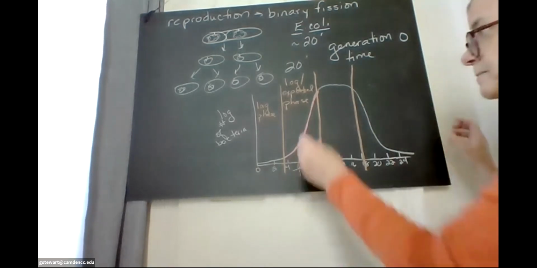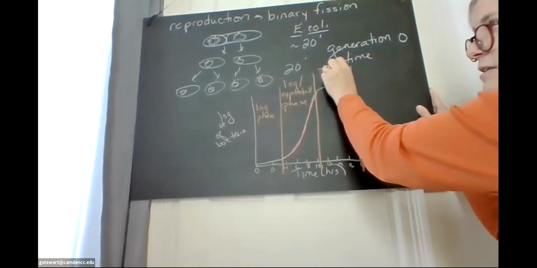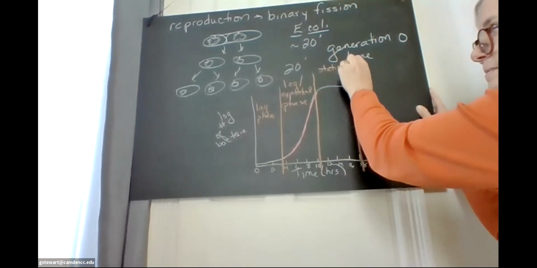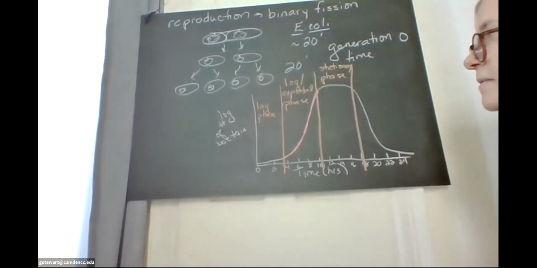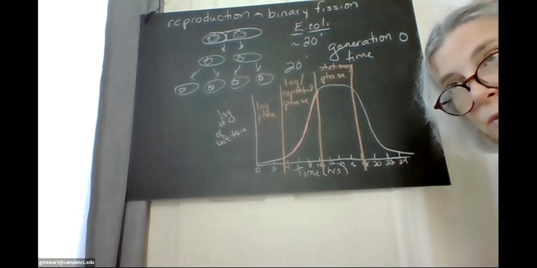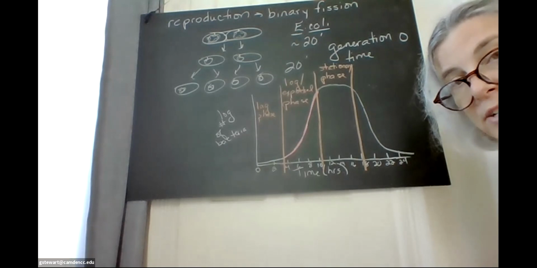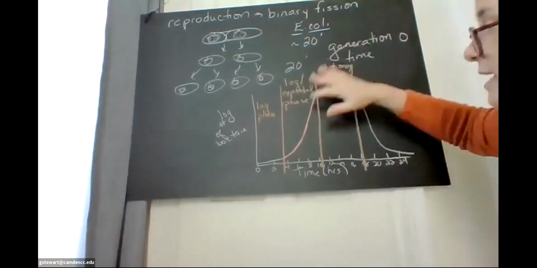This phase here is kind of a leveling off phase. It's called the stationary phase. And that means there are equal numbers of new bacteria forming as well as numbers of bacteria dying, right? Because clearly the graph is not going to go up forever.